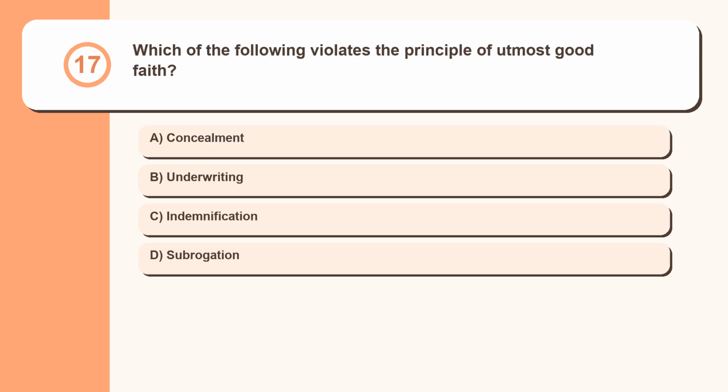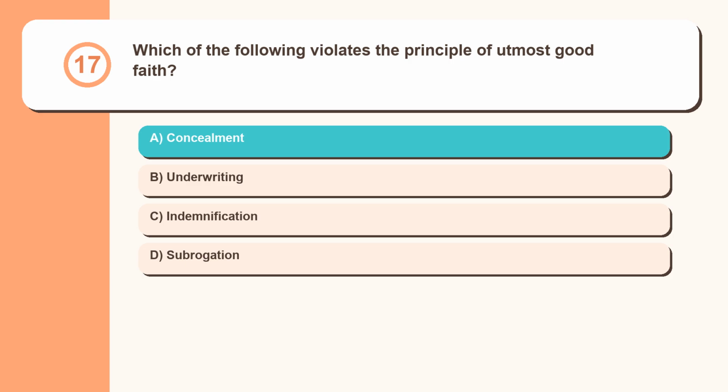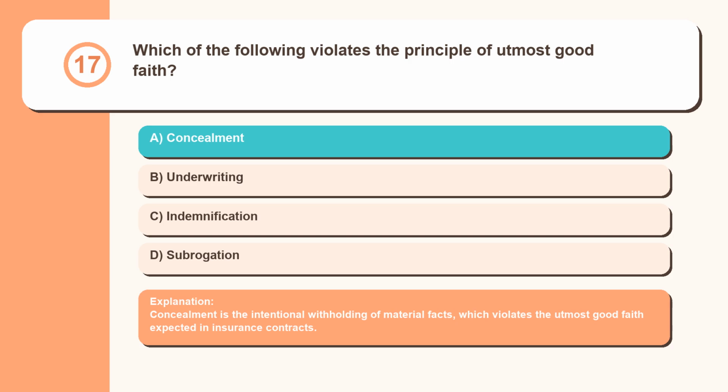Question 17. Which of the following violates the principle of utmost good faith? Concealment, underwriting, indemnification, subrogation. Concealment is the intentional withholding of material facts, which violates the utmost good faith expected in insurance contracts.